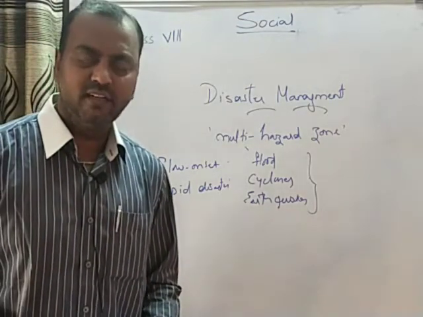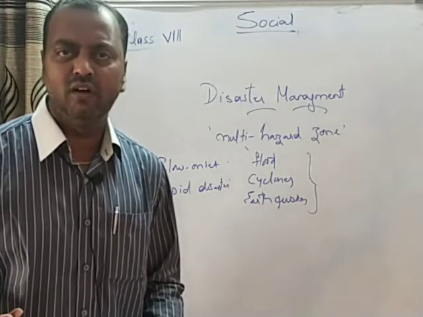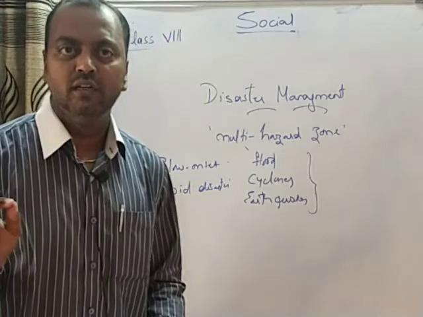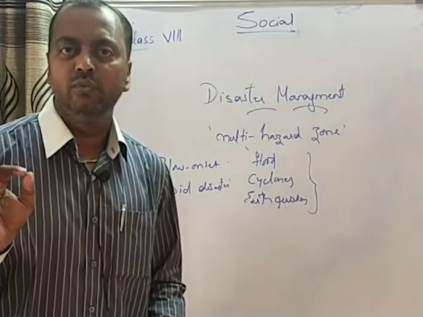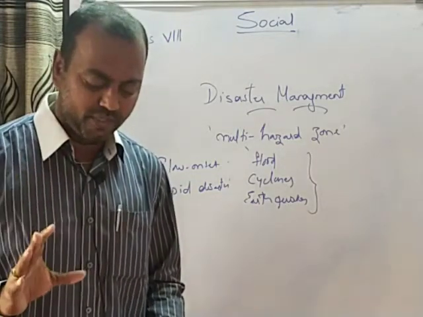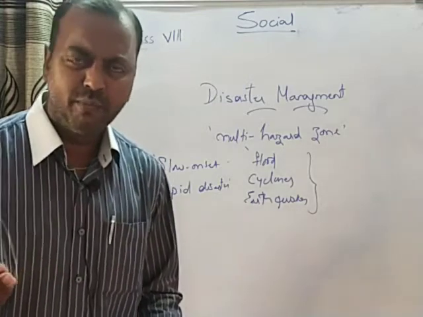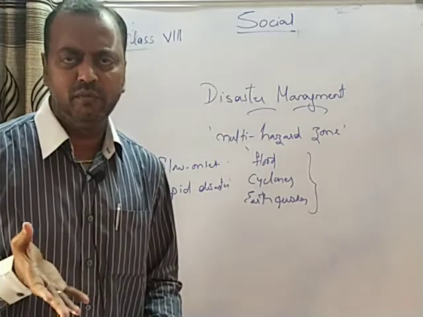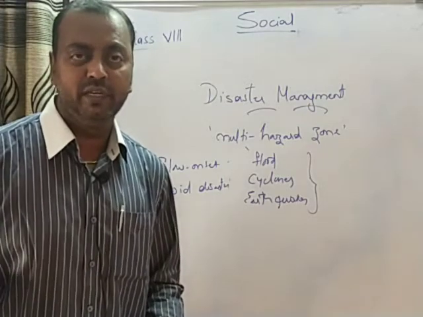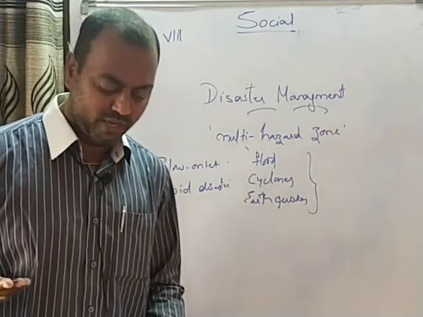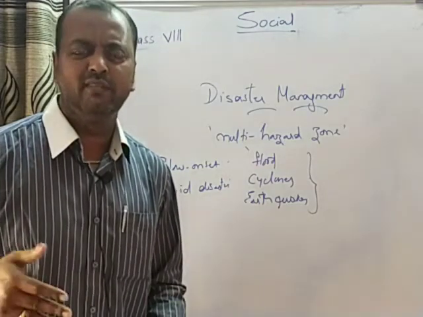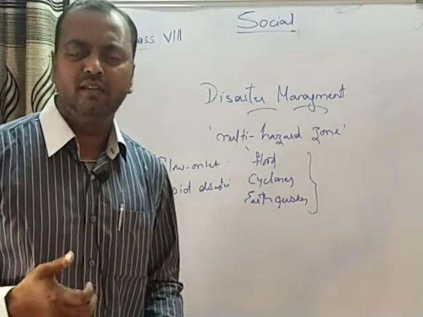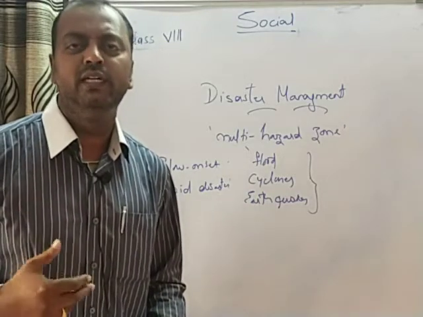A disaster that is triggered by an instant cause, like a shock. By the trigger of a shock, the impact of this disaster may be short-lived, and sometimes it may be a long-term impact also. For example, earthquakes, floods, cyclones, volcanic eruptions. These are the examples of rapid disasters.